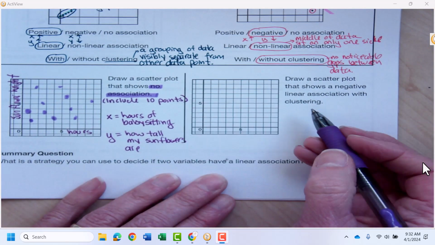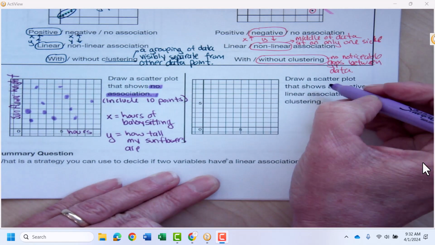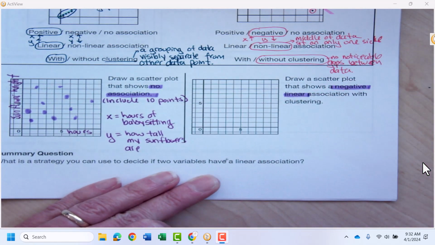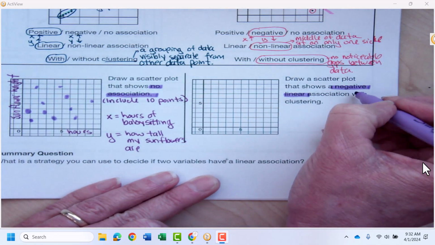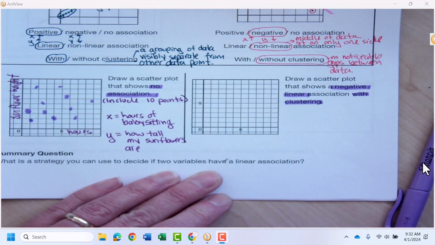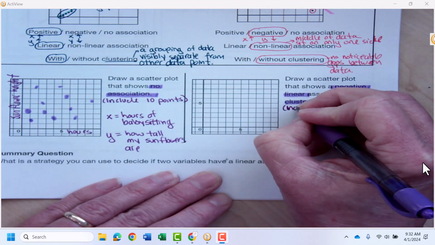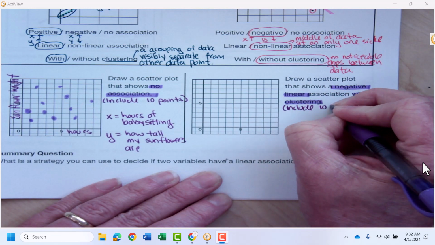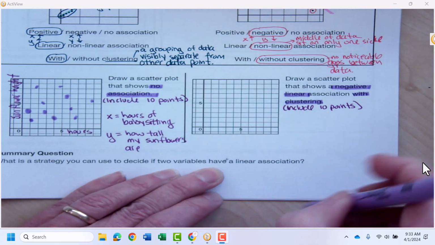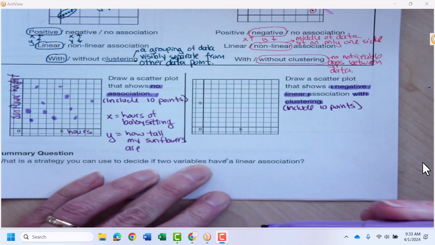Let's do the same thing with these directions. This time we're drawing a scatter plot that shows a negative linear association. Oh, with clustering. All right, let's try and get all those things in. And again, let's make sure we have at least 10 points. And we want clusters this time. So I'm going to leave a gap between all my data points.